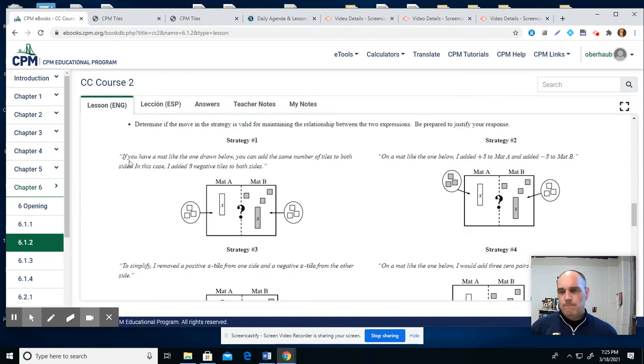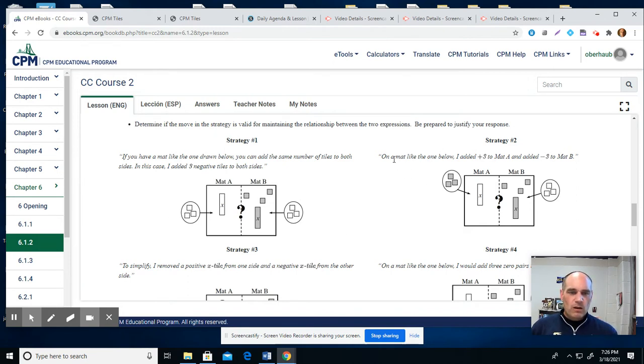So in strategy A, they said, if you have a mat like the one shown below, you can add the same number of tiles to both sides. In this case, I added 3 negative tiles to both sides. So here's the original mat, and they want to add 3 negatives to this side and 3 negatives to that side. Is that legal? I'm going to say yes, it is, because as long as I'm doing the same thing to both sides, then we don't change the value of them. Remember, something we can always do is take the same thing off of both sides. I can also add the same thing to both sides. So yes, this is a legal move, strategy 1.